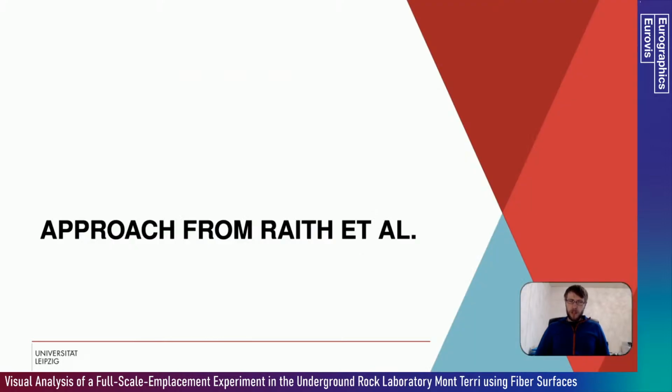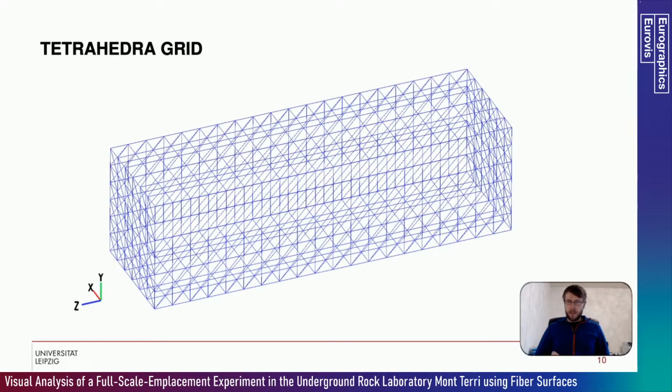In this work, we use the fiber surface algorithm of Wright et al. This algorithm assumes that the object is given in the physical domain as tetrahedra. Here, you can see a bending beam, for example, in which at each point a second-order tensor is given. Since we have a tensor at every point in the grid, we also have three invariants at every grid point, like the three eigenvalues.